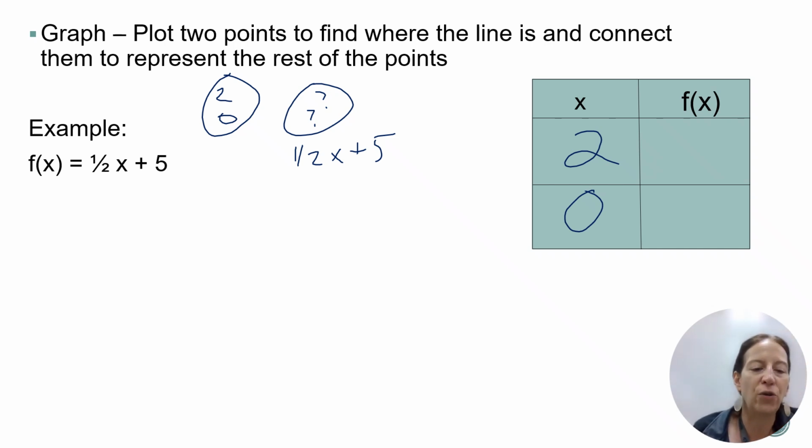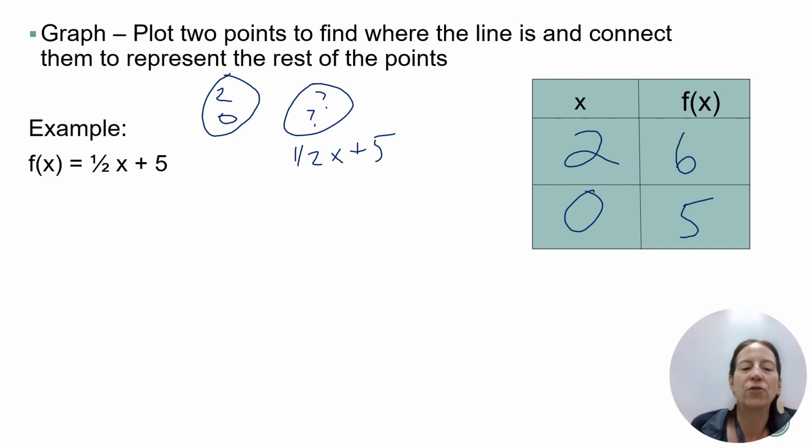So plug in a 2. Half of 2 is 1. 1 plus 5 is 6. And then 0 is always awesome. I shouldn't say always, that's very absolutist. Very often it is awesome because 1/2 times 0 is 0, and then 0 plus 5 is 5. Okay, and so now I have found 2.